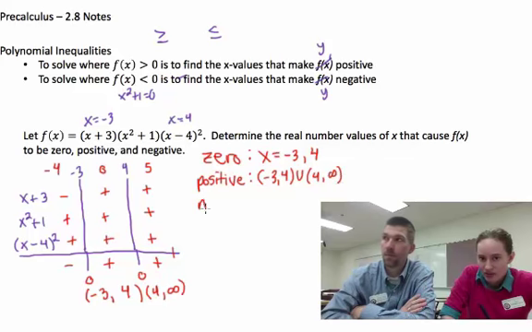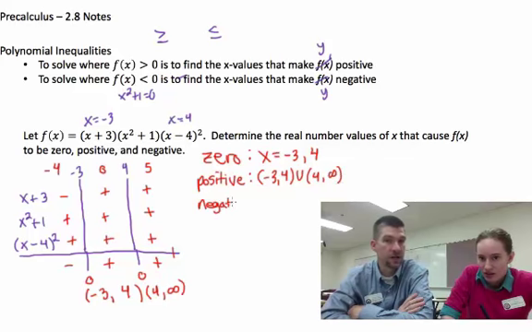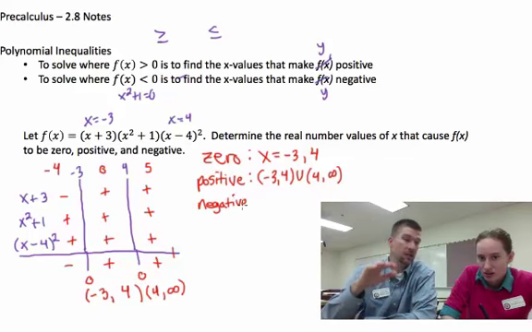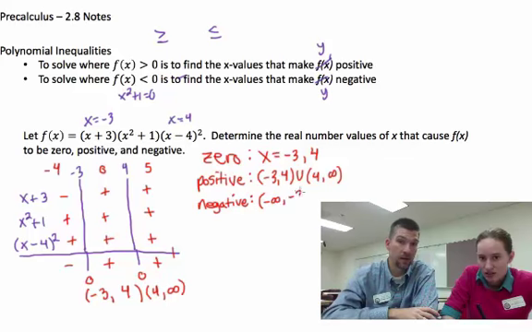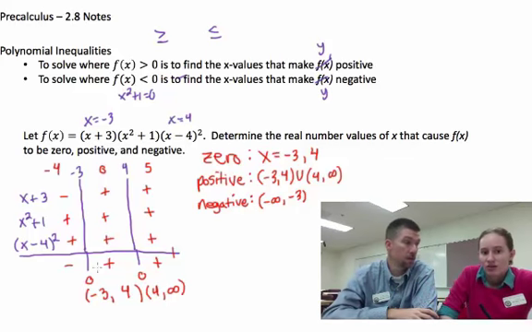And then negative. That's all the places where you get the negative sign on the bottom. And let me just tell you how important a sign chart is. You're going to use it all the time in calculus. This is something to try to understand. So we just said it's negative from negative infinity until we got to -3. And then it's positive from -3 to 4. It's positive from 4 to infinity.